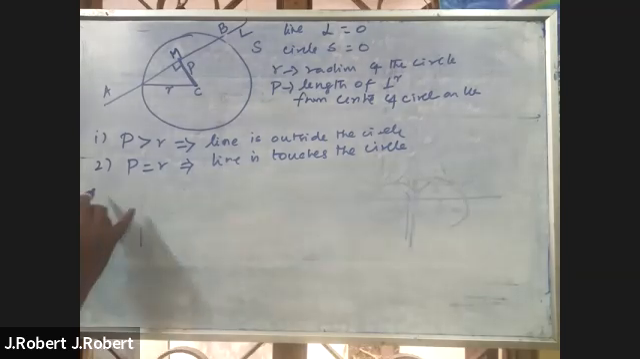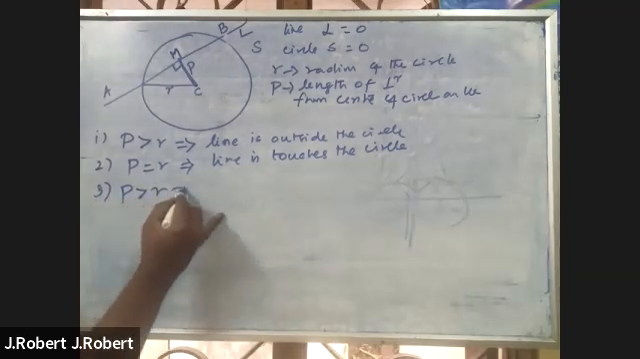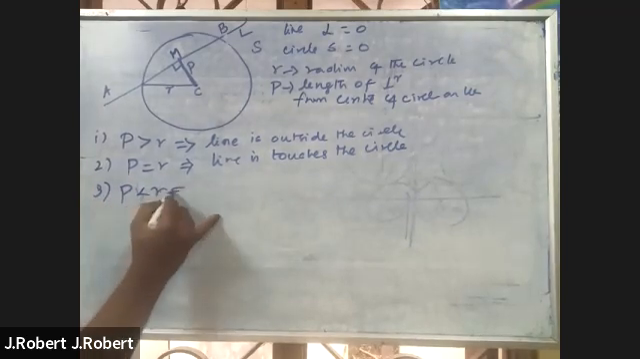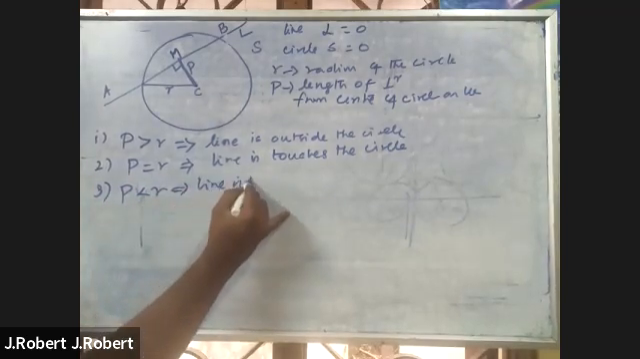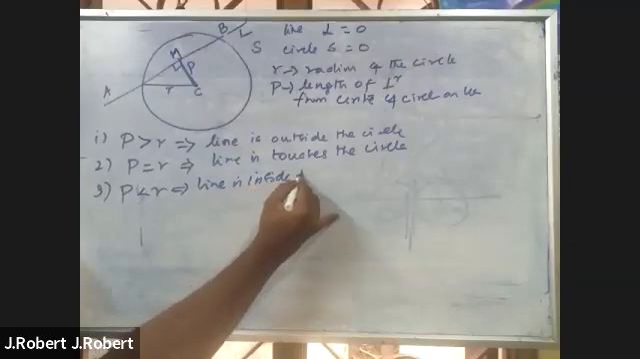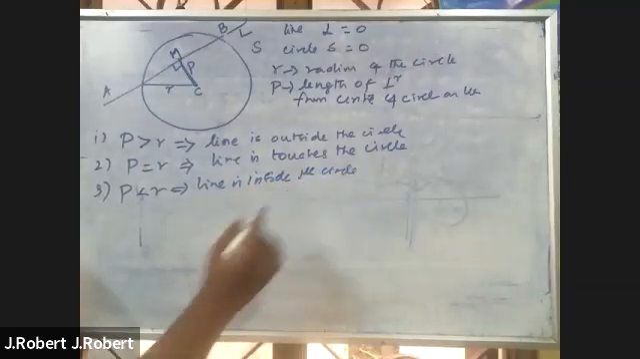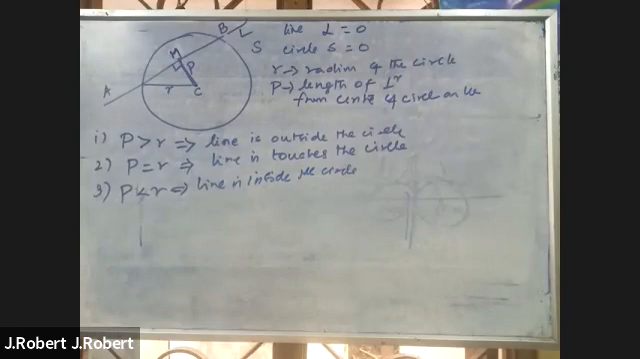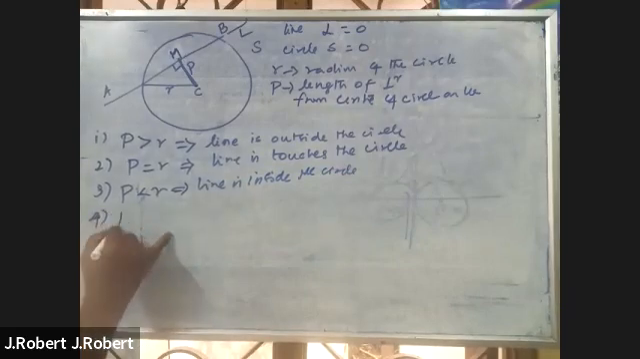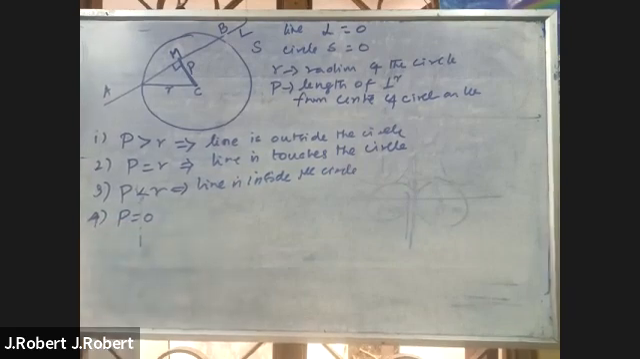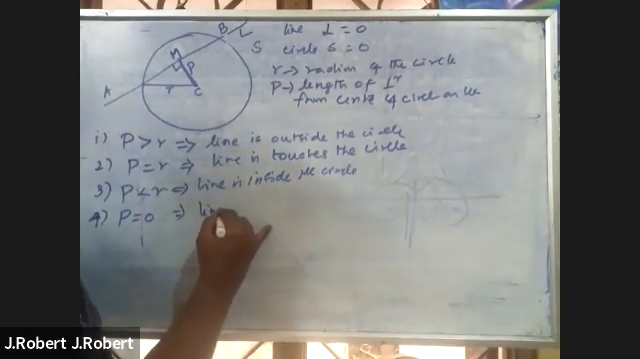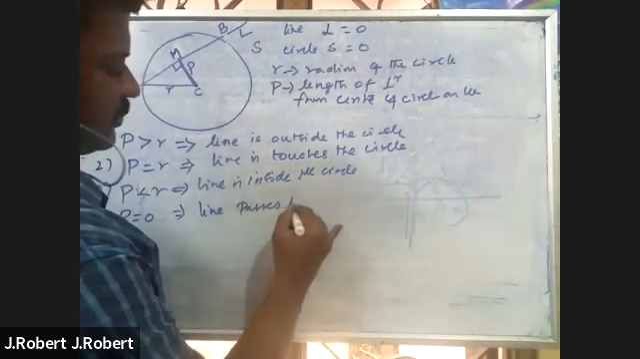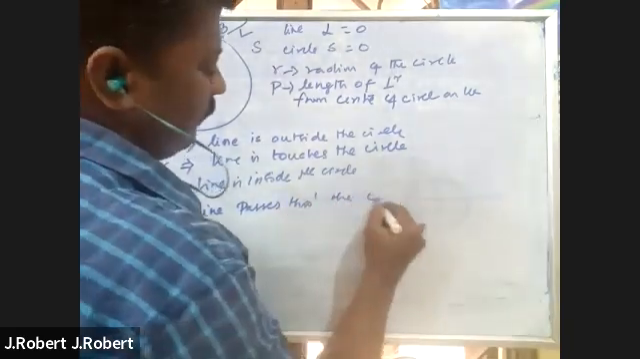Next one. If p is less than r, then the line is inside the circle. Please take down. If the length of the perpendicular is equal to 0, the line passes through the center of the circle.